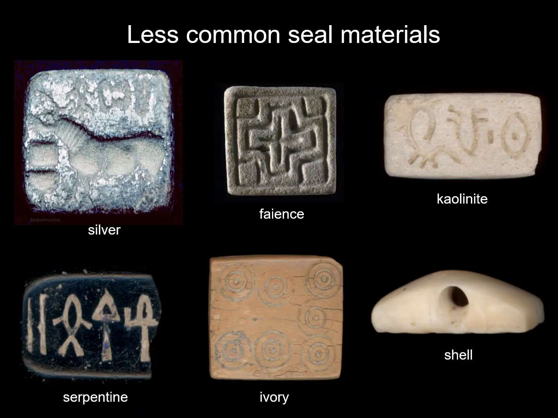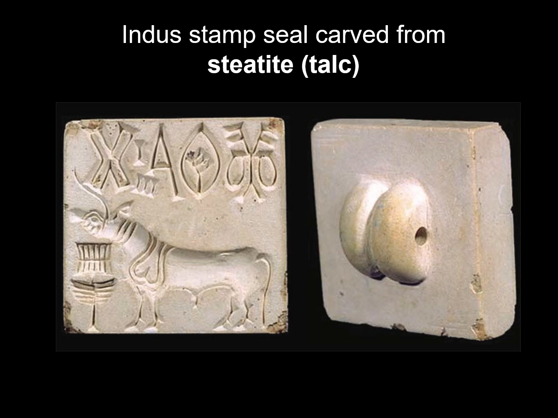Indus craftspeople used many types of raw material to make seals. Some of the less common seal materials include silver, faience, kaolinite, serpentine, ivory, and shell. The large majority, however, were carved from steatite, which is the massive form of the mineral talc.